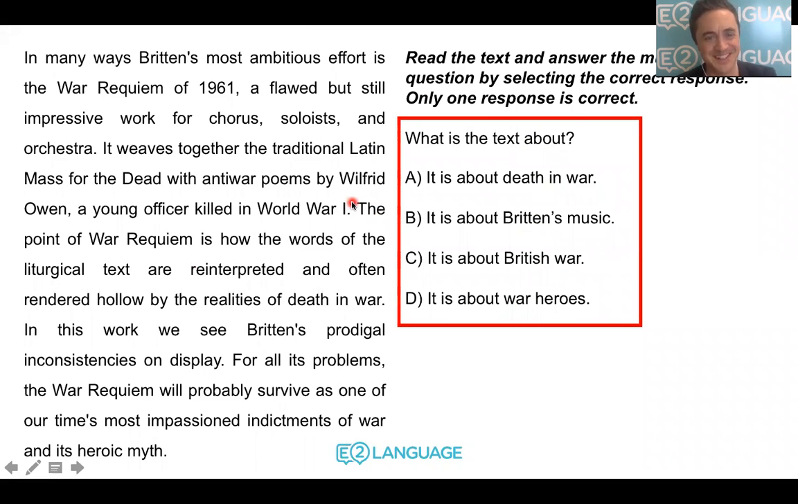Okay, I'm just going to point out the people who get it right. So, when it stops moving. Okay, let's have a look at who got it right. What is this about? Is it about death in war? Is it about Britain's music? Is it about the British war? Is it about war heroes? This is the first step, and you need to get this right, okay? Let's have a look at who got it right. Okay, please stop typing into the Q&A.